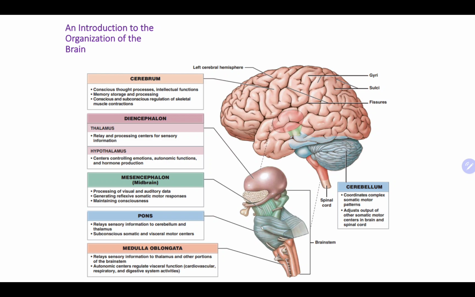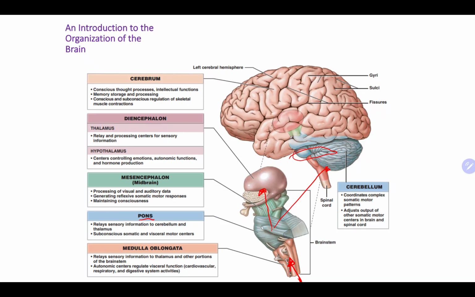Remember that the medulla oblongata is going to be that physical connection between the spinal cord and the brain. That medulla oblongata is going to relay that sensory information to the thalamus and other portions of the brainstem. Anything coming from that spinal cord area is going to go through that medulla oblongata area. If we go more superior, we have the pons. That's going to relay sensory information to the cerebellum and the thalamus. Remember, the cerebellum is going to be just posterior to the pons.